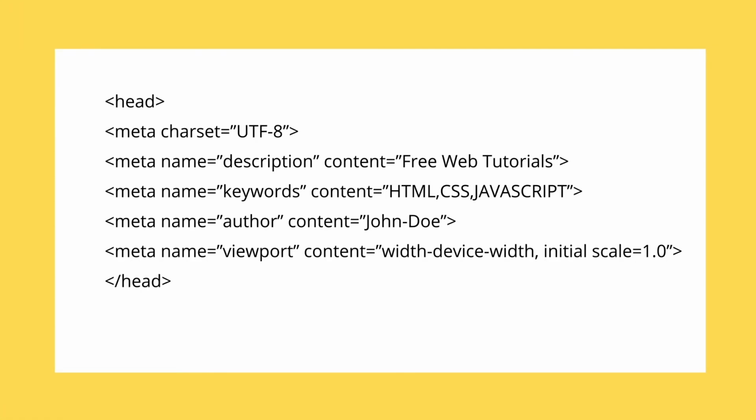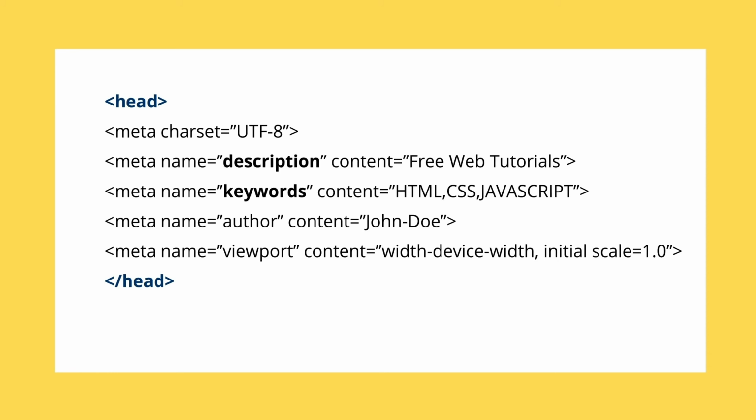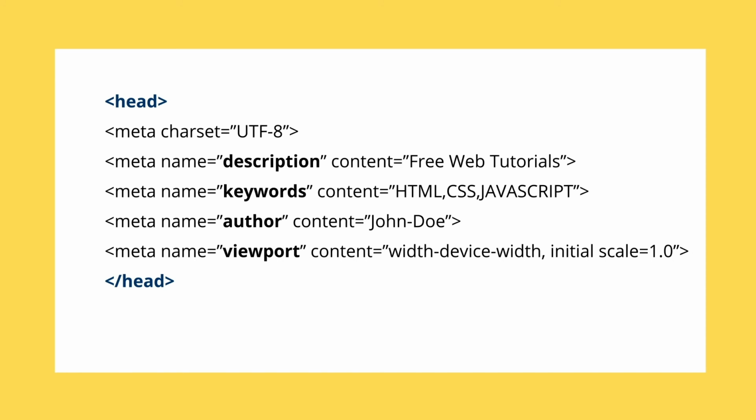The meta tag defines metadata about the HTML document. The meaning of the word meta tag is information about data. Meta tags always go inside the head element and are typically used to specify character set, page description, keywords, author of the document, and viewport settings.